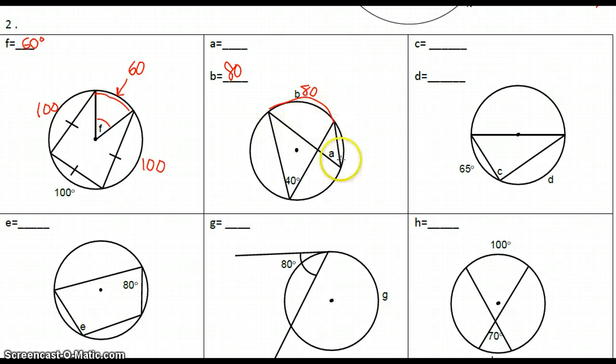Well, A, guess what, intercepts the same arc, and it's across the circle too. Just because it's closer over here doesn't mean it's any different than 40. So any different than that other angle 40. So it's also 40. Sorry if you can't read that. That's also 40.